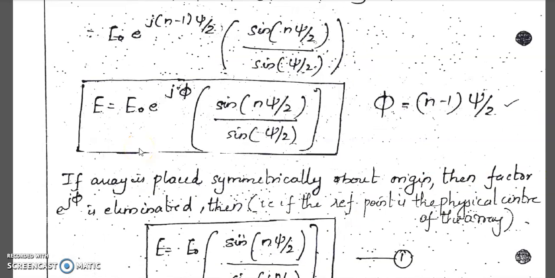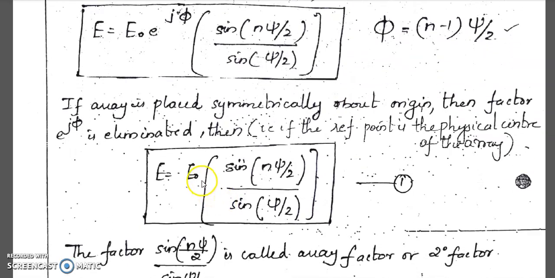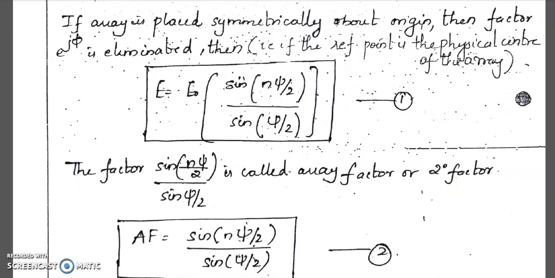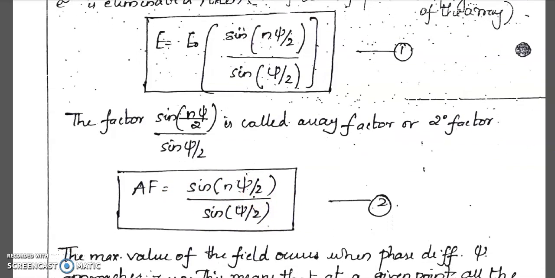If this antenna array is placed symmetrically with respect to the origin, then the factor e raised to j alpha can be eliminated. So the equation will be modified like this: E is equal to E0 into sine n psi by 2 divided by sine psi by 2, where the factor sine n psi by 2 divided by sine psi by 2 is termed the array factor.